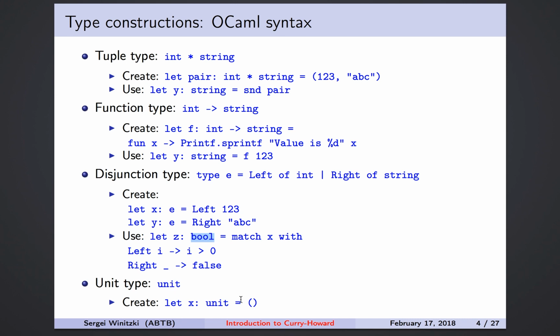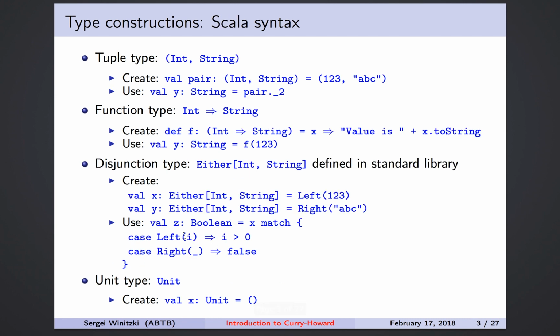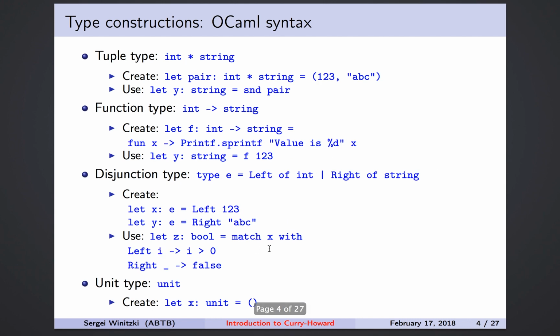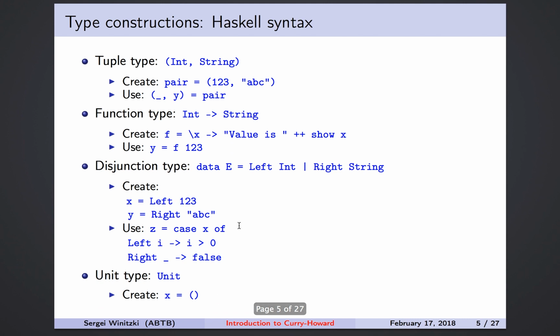And the unit type in OCaml, it's exactly the same in Scala. You have two functions and you match on the disjunction. Unit type, exactly the same. Haskell syntax is even less verbose than OCaml. Other than that, it's exactly similar. Usually in Haskell, people do not write types after they define variables, and there's no keyword necessary. There's no val or let usually necessary in Haskell. Other than that, it's very similar.